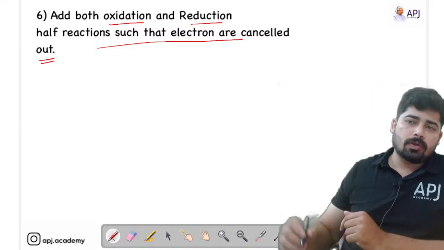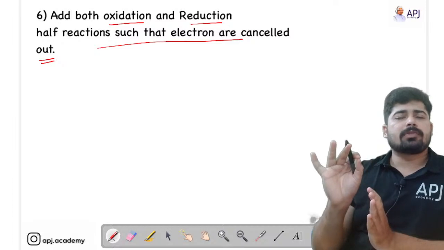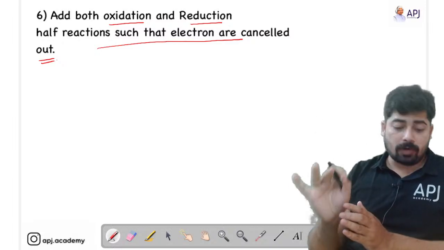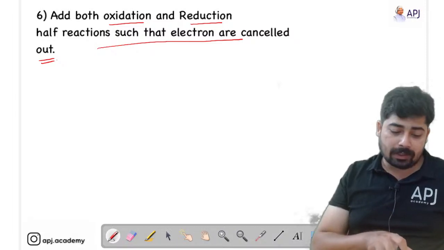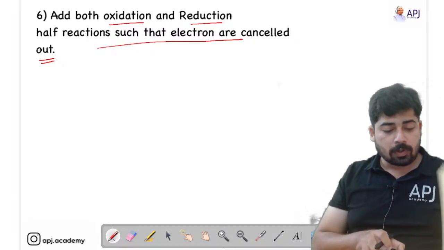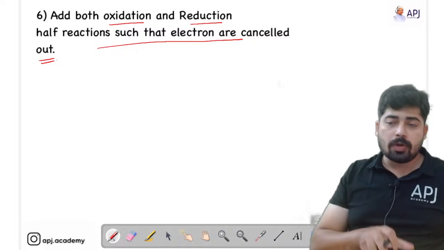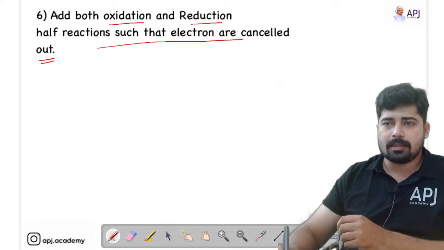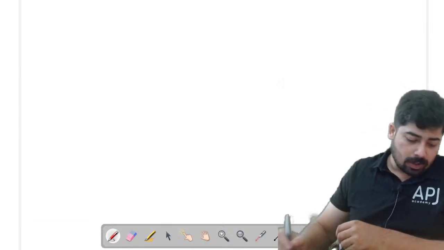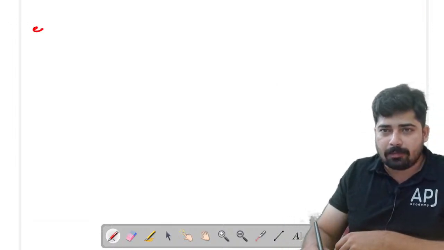Maybe this point will be a bit confusing for you, but once you start solving the problem, everything will fall in place and you will understand how to solve it. Now here we are going to do 2 problems which will help you understand these balancing concepts. Students, let's take the first example.